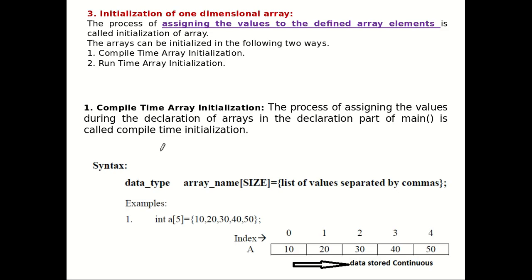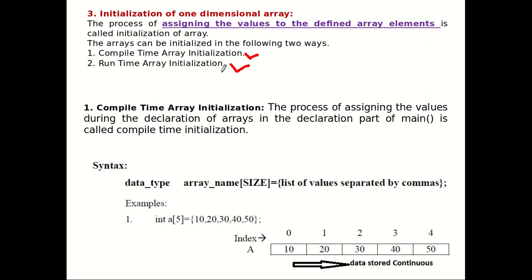Let us see the next section: how to initialize an array. We already know how to initialize a normal variable. Initialization is nothing but assigning some initial values to the variable for the purpose of processing. There are two types of initialization: one is compile time initialization, the second is runtime initialization. This part we shall see in the next section.